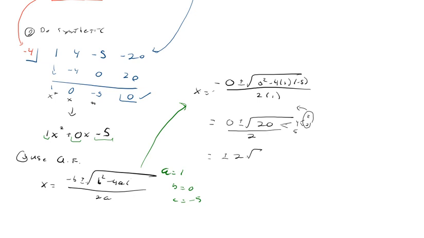We got negative 4 is one of them. So for the zeros, we got x equals negative 4, x equals square root 5, and x equals negative square root 5. Those are our three zeros for this problem: negative 4, square root 5, and negative square root 5.